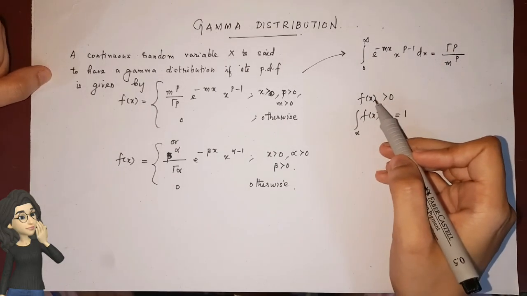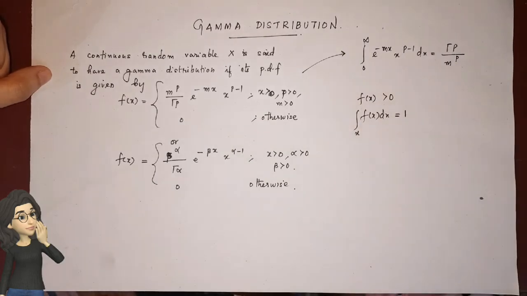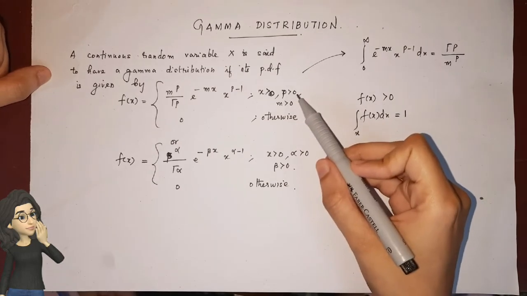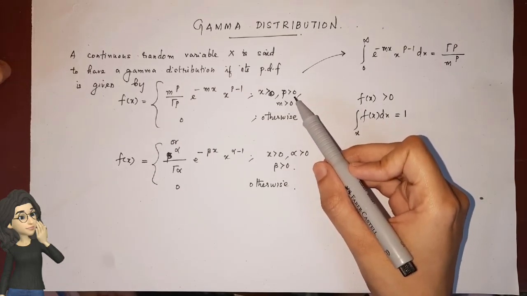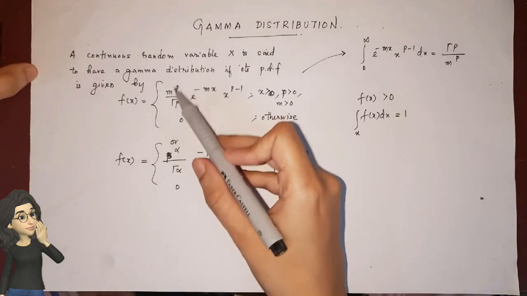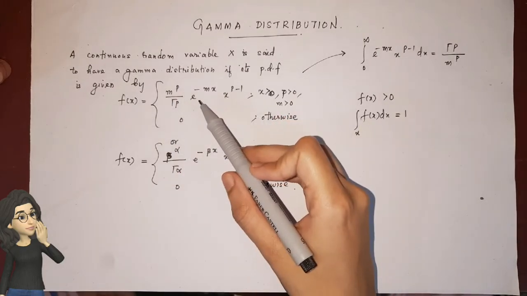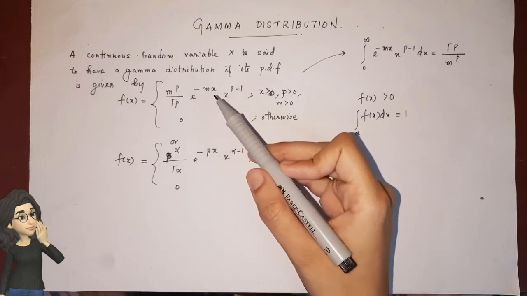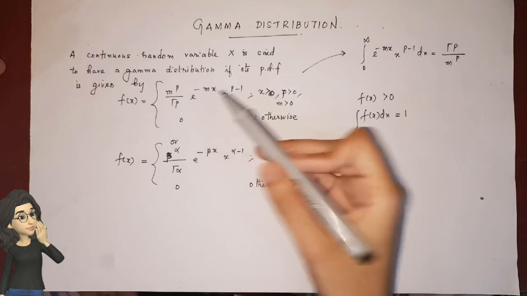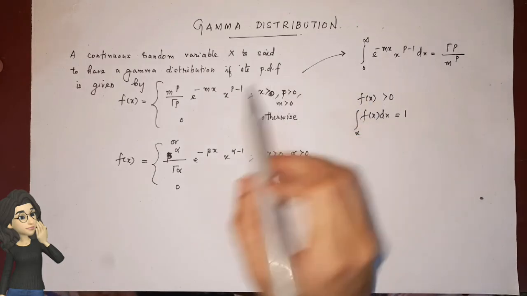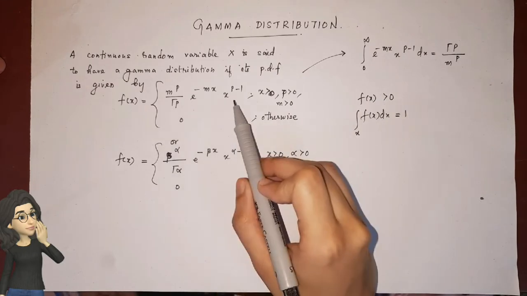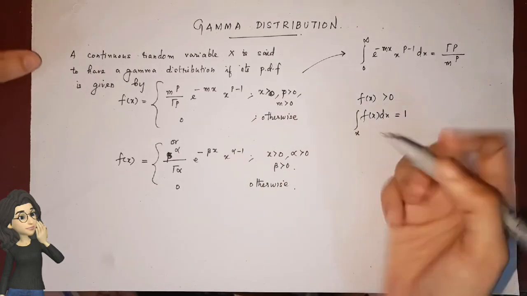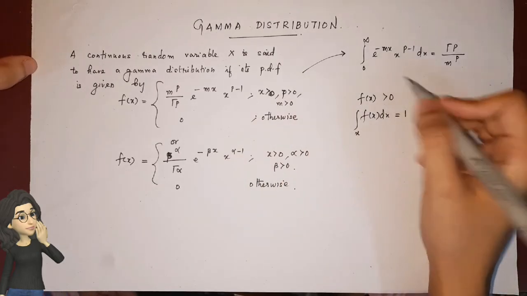So we are going to check whether f of x is greater than 0. Yes, we know m and p both take values greater than 0. Therefore, this quantity is a positive quantity. Now, e raised to minus mx: any exponential function is always greater than 0. And x raised to p minus 1 is also a positive value since x is greater than 0. Yes, so f of x is a non-negative function.